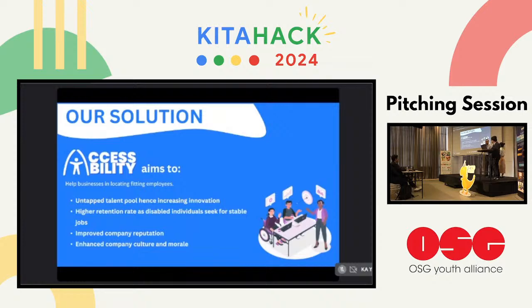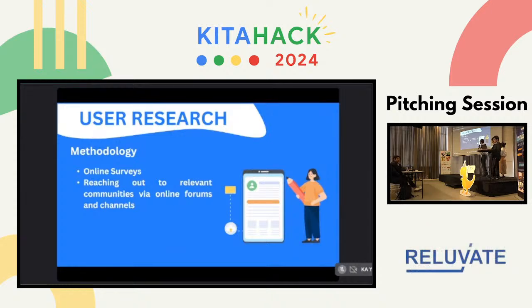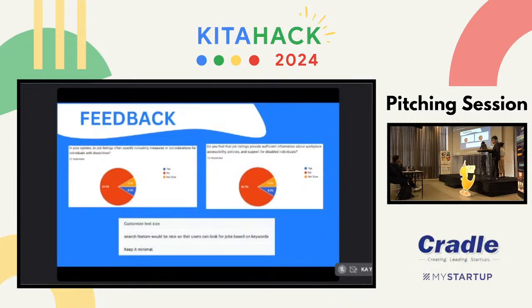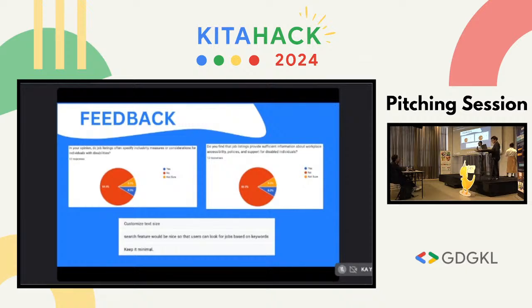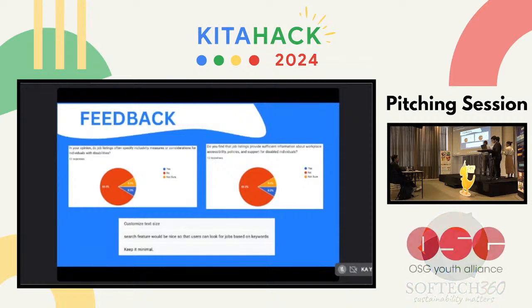Okay, next. Now, we did some online surveys and market studies using forums and channels. We came across a few conclusions, one of which is that a lot of companies who advertise through LinkedIn and the existing job market don't put consideration for individuals with disabilities. That's about 85%. Another one is that they don't usually provide information about accessibility policies for disabled individuals.